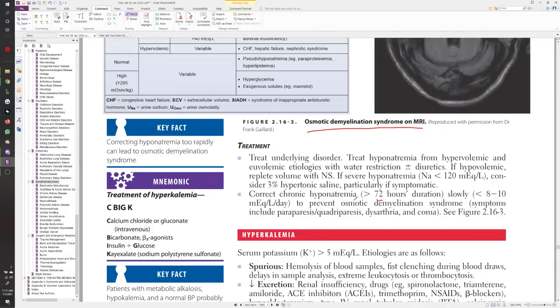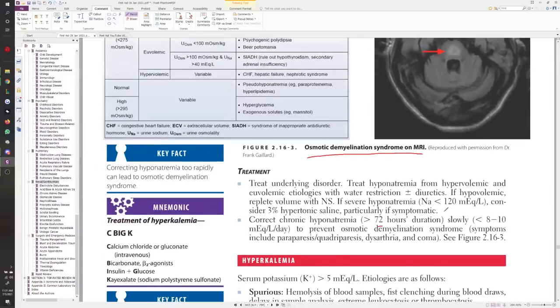Correct chronic hyponatremia slowly, right? Using 8 to 10 milliequivalents per liter per day, right? Over 72 hours to prevent osmotic demyelination syndrome. Right? Osmotic demyelination. So remember, there was the whole mnemonic, right? From low to high and high to low. So from low to high, your pons will die. From high to low, your whole brain will blow.